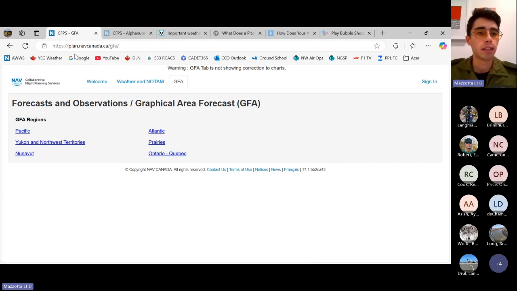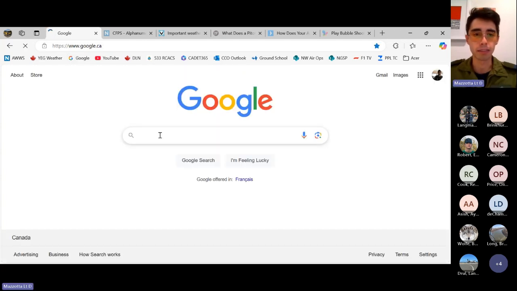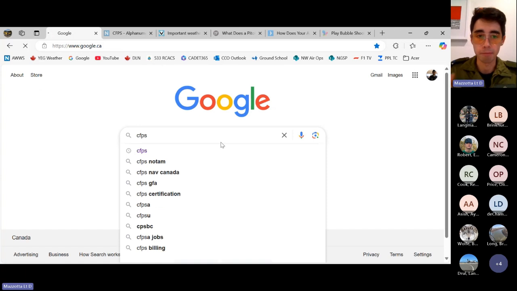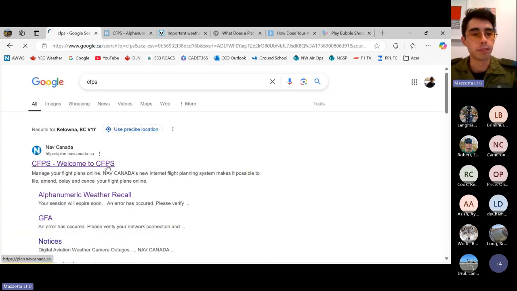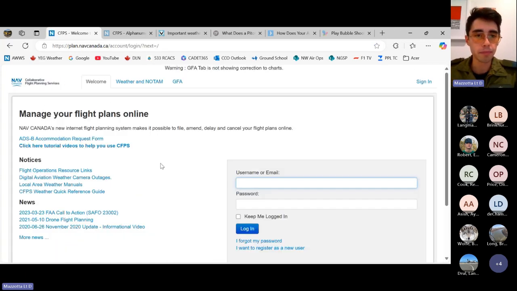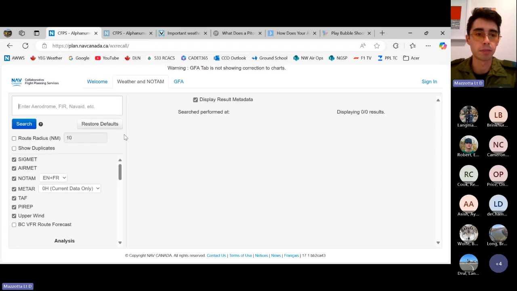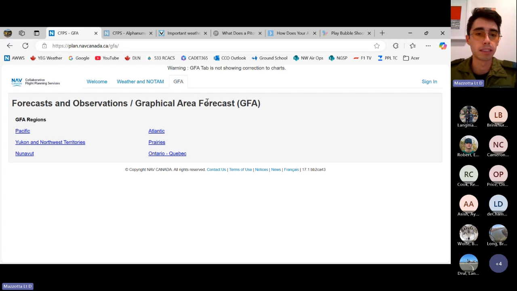Perfect. Okay, so when you want to look for a GFA, you're going to go to the internet and type in CFPS, which is going to bring you to the welcome page. When you were talking about METARs and TAFs last week, those can also be found in that weather and NOTAM section. But for the GFAs, they did fix it. It was a bit of a problem for a little while. They made a GFA specific page to make it more user friendly for all parties involved.